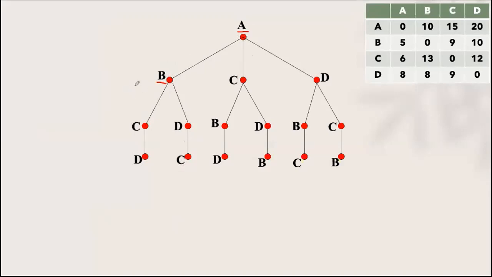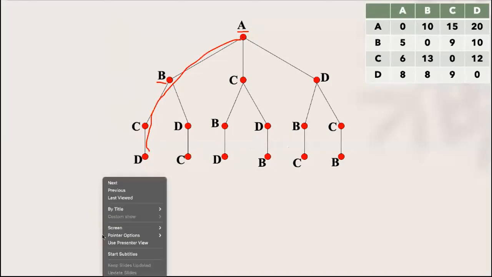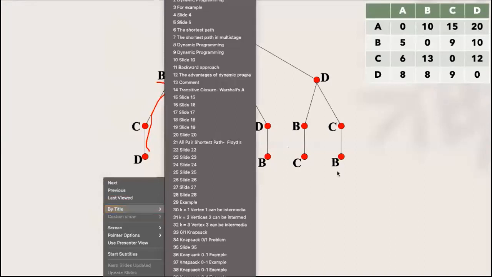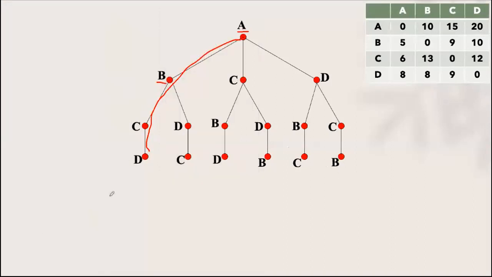Okay, that is B. From A, if you go to C, then you can either go to B or D. If you go to B, then the remaining vertex is D. If you go to D from C, the remaining will be B. You can see here, each and every path will be covering all the vertices, A, B, C, D. Each and every path is covering all the vertices.